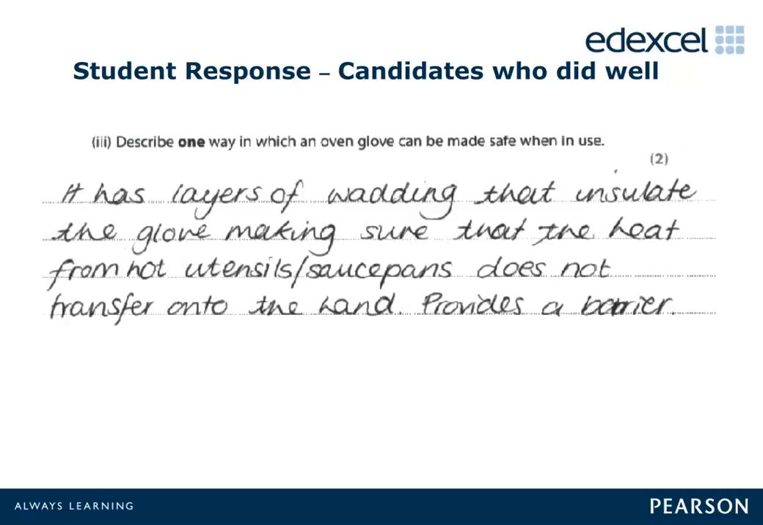This student describes the method by which the oven glove could be made safe. For example, explaining it has layers of wadding. They then expand on this for the second mark by clarifying the need to protect the hand and insulate the wearer from heat, using examples of hot utensils. Wherever they can, students should include examples of items to enhance answers, drawing on experiences from the world around them.